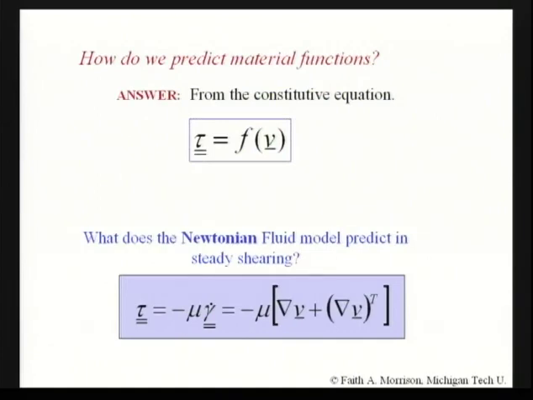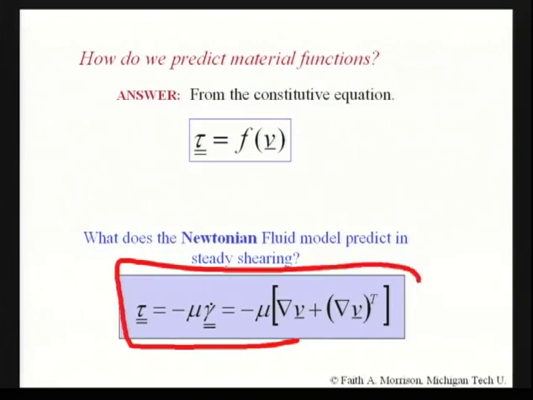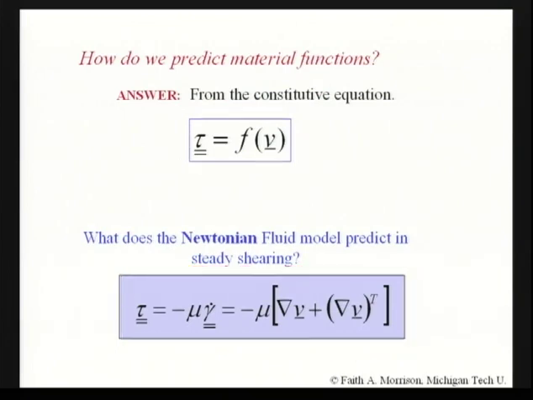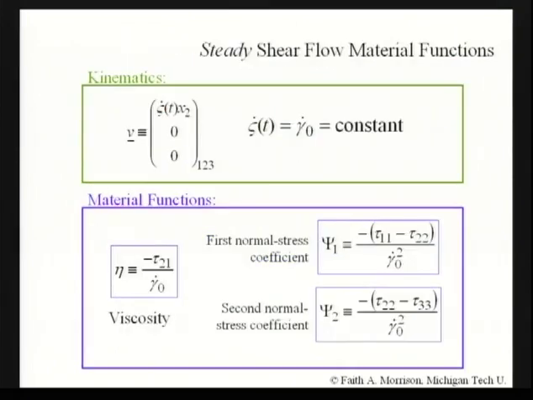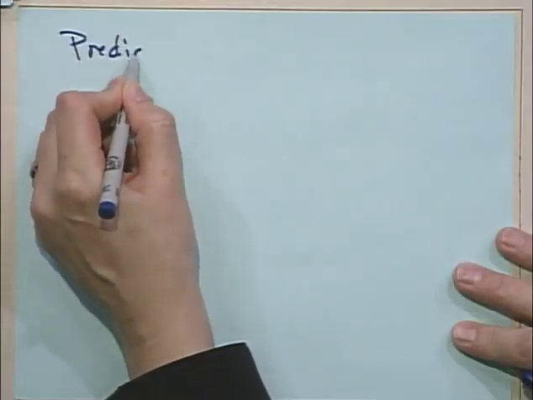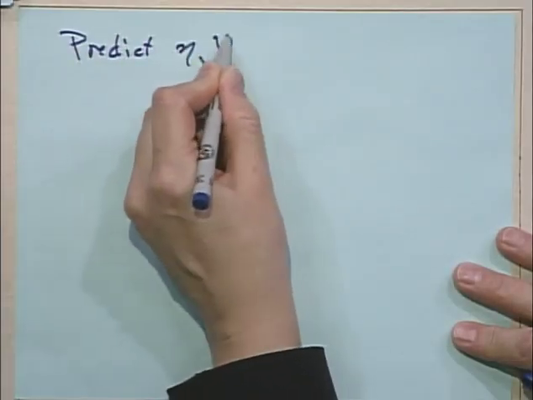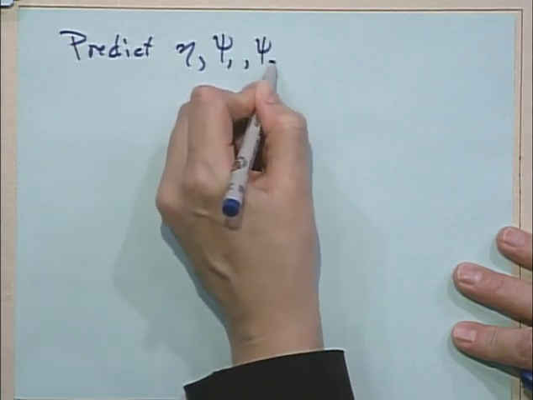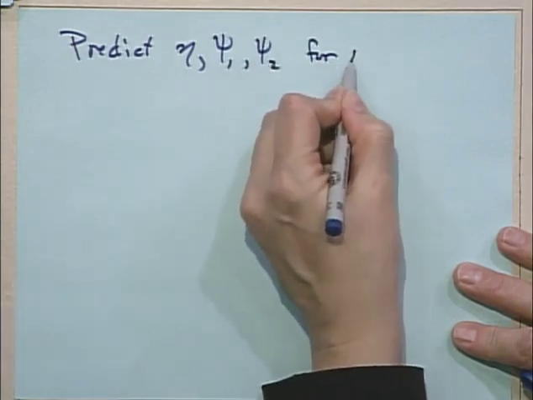Sounds complicated. Let's just do one. So I'm going to predict it for the only constitutive equation we have, which is shear flow. So here's the definition slide, and I'll work over here to predict what the viscosity is and what the first normal stress difference is for a Newtonian fluid. Okay, so that's my first example. Predict viscosity, first normal stress coefficient, second normal stress coefficient for a Newtonian fluid.